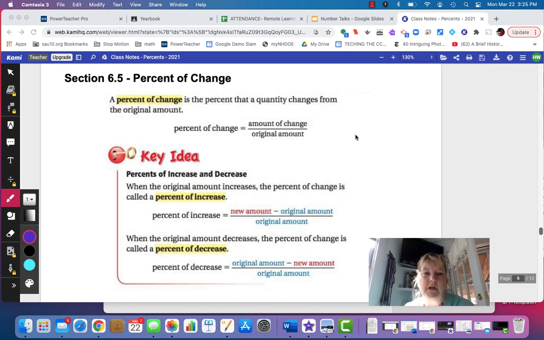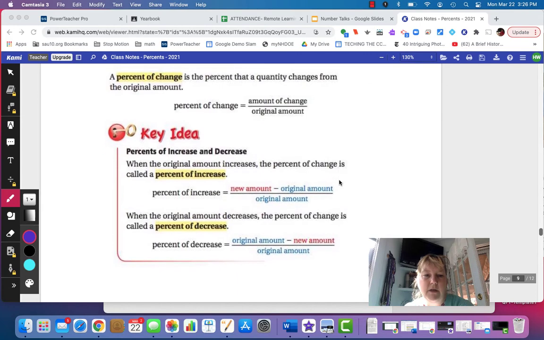So today we're going to talk about the percent of change. We're going to talk about the percent of increase and the percent of decrease and percent of error. So percent of change is just the percent that some quantity changes from the original amount and goes to a new amount. And it's like saying something increased by 50% or 100%. If it's 100%, it doubled. So there's a way to calculate that.